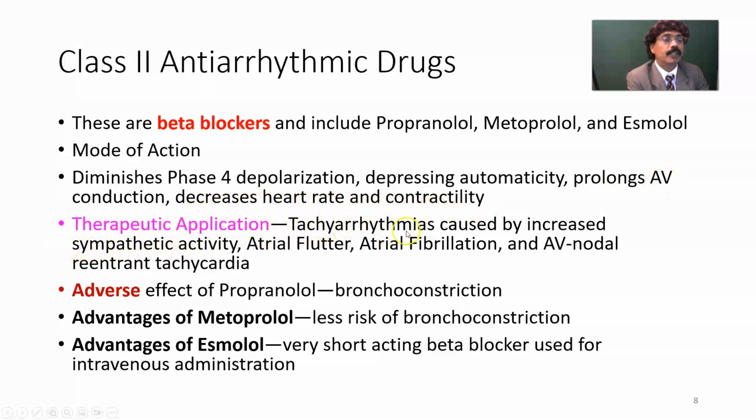Therapeutic application: tachyarrhythmia caused by increased sympathetic activity, atrial flutter, atrial fibrillation, and AV nodal reentrant tachycardia. Adverse effects of propranolol: bronchoconstriction, so it should not be given to patients with bronchial asthma or emphysema. Advantages of metoprolol: less risk of bronchoconstriction. Advantages of esmolol: a very short-acting beta blocker used for intravenous administration.